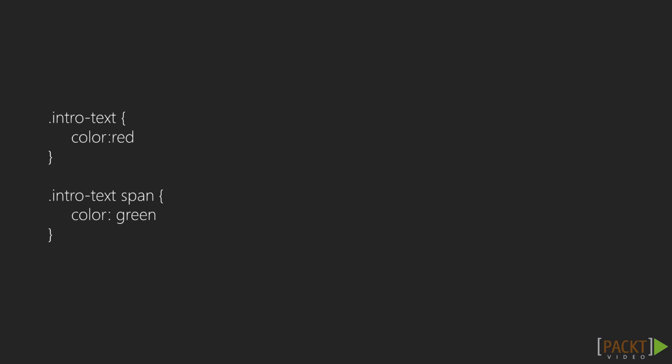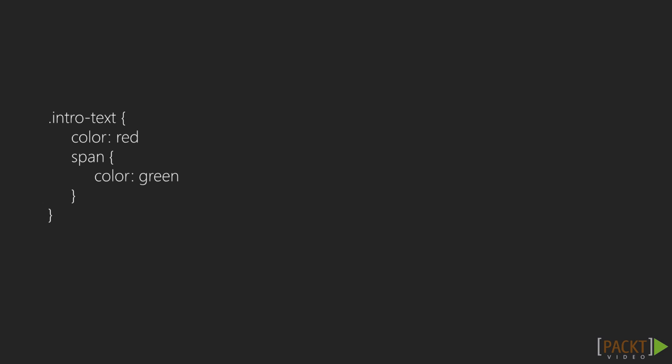So instead of writing your code like this, where you would have multiple blocks of CSS to define the varying specificity so that the intro text class has a red text color, and then a second block to change the spans colors within that intro text section so that they would appear green, you can instead write a single block of code like this.